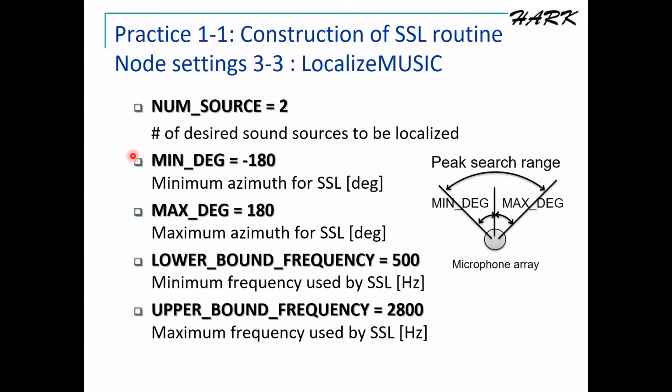Next, you can select the minimum degree and maximum degree of the direction to search the sound sources. For example, when you can assume that sound comes only from the front, you can specify these parameters as minus 90 degrees to plus 90 degrees. Next, there are lower bound and upper bound frequency. These parameters represent a frequency band for sound source localization.